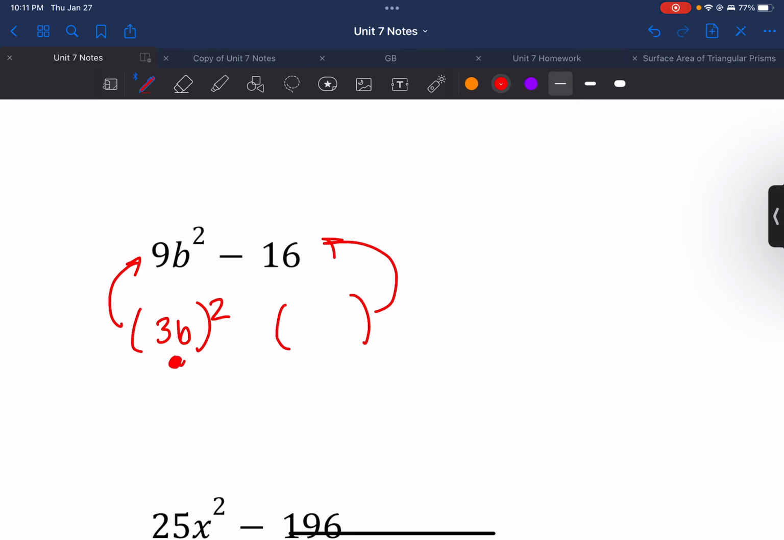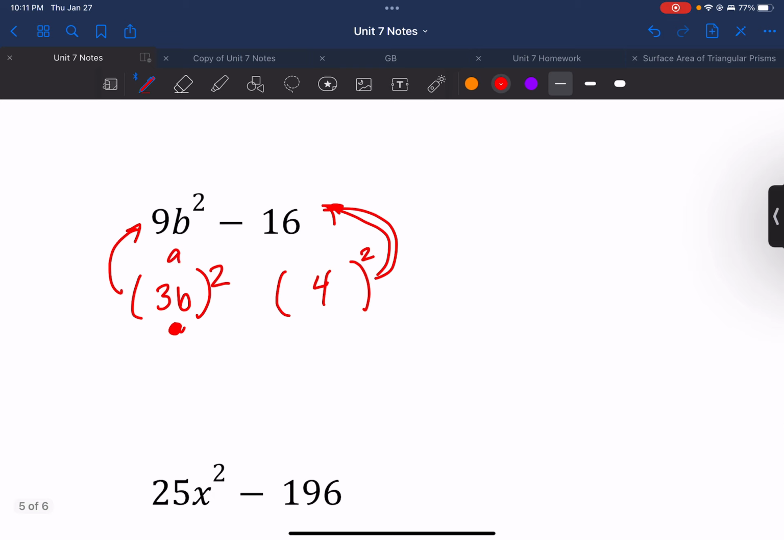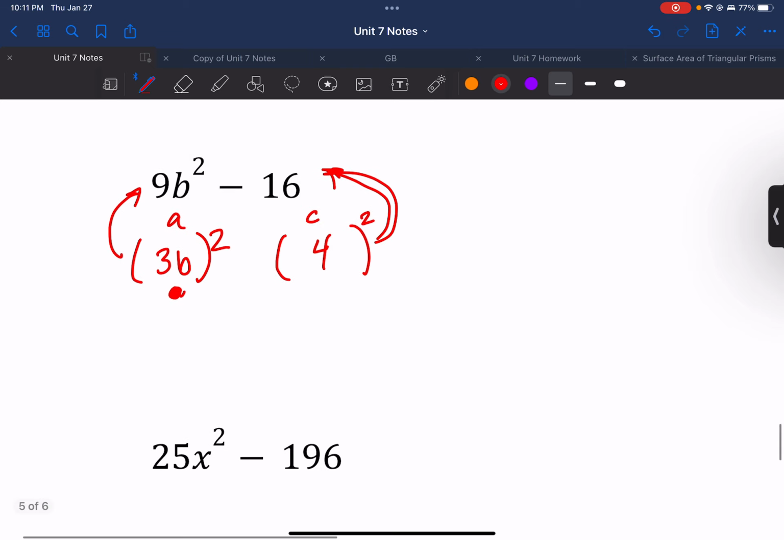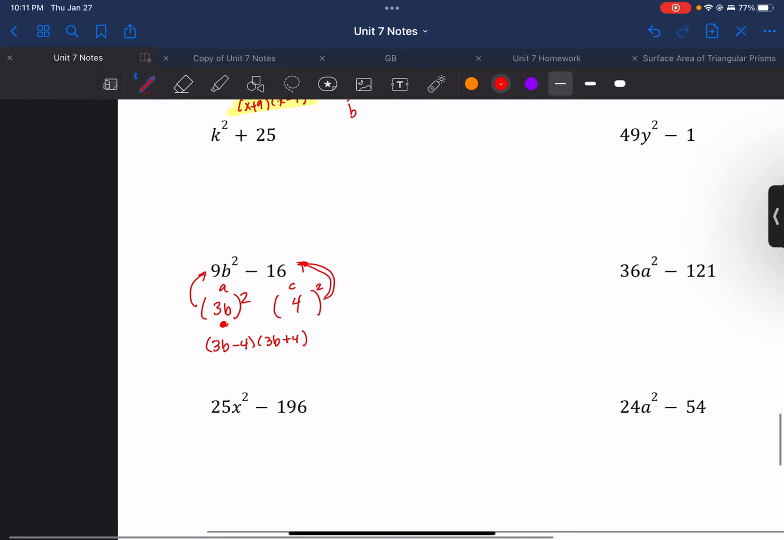Now, what must go here so that when I square it, I get 16? Well, that's got to be 4. So now I have my a and my c value, so that means my answer, without having to do any work, is going to be 3b minus 4 and 3b plus 4. It doesn't matter which one comes first. You can do 3b plus 4 first and then 3b minus 4. So it's just that easy. That's a shortcut. So much easier, right?